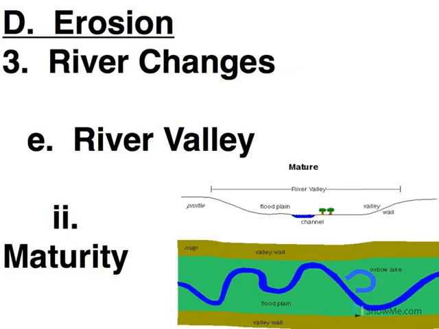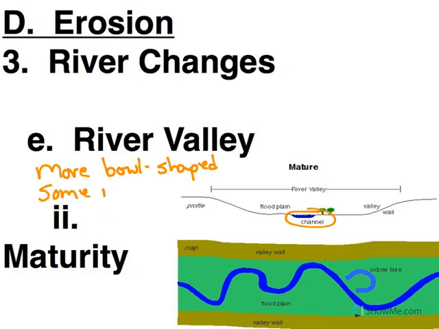In maturity, it's going to be more bowl-shaped. It's going to have some meandering. So we've got a little bit of meandering going on here. And it's going to start to get deeper. And wider.